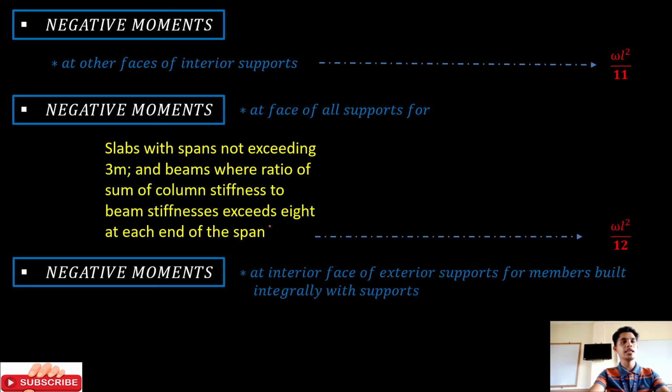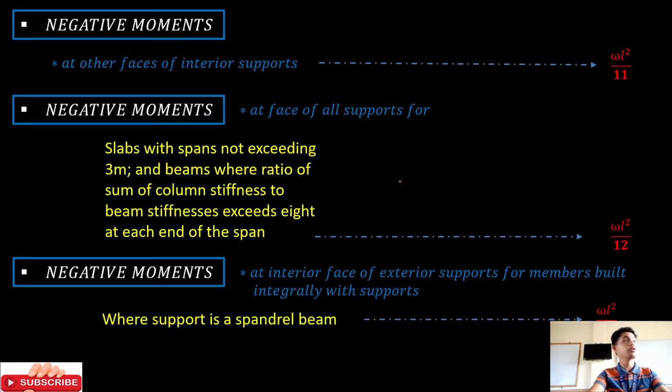Negative moments at interior face of the exterior supports for members built integrally with supports. Where support is a spandrel beam, ang formula natin is WL squared over 24. When support is a column, WL squared over 16. Yun yung mga interior face of the exterior supports.